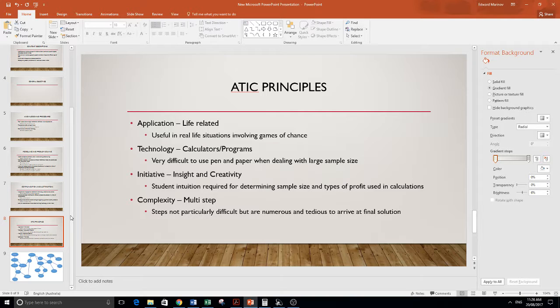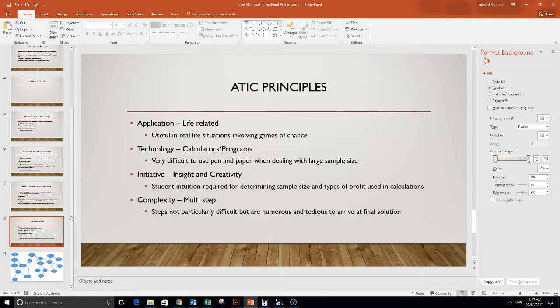So moving on to the ATIC principles. The first thing, application. I said it was life related because the dice game is analyzing something useful in real life situations. Anything involving games of chance. An example would be, I guess, if you go into a casino and you want to determine what the best chance of you making money from a game is, something like that.